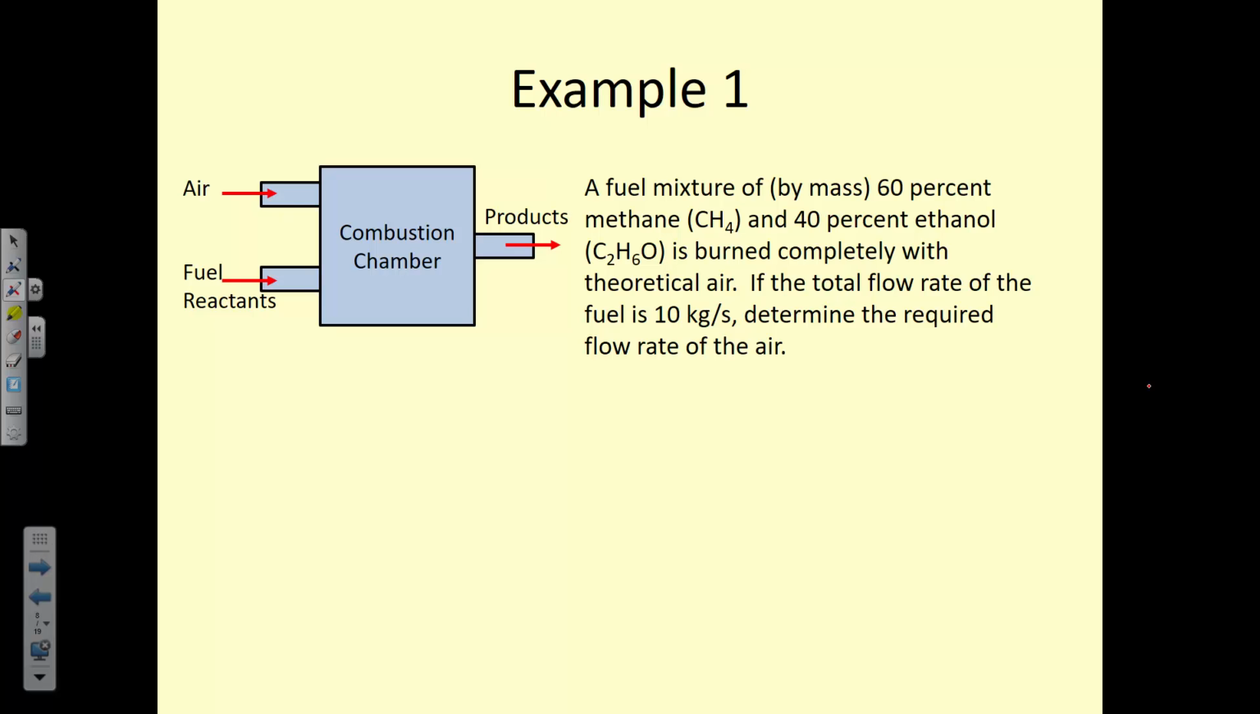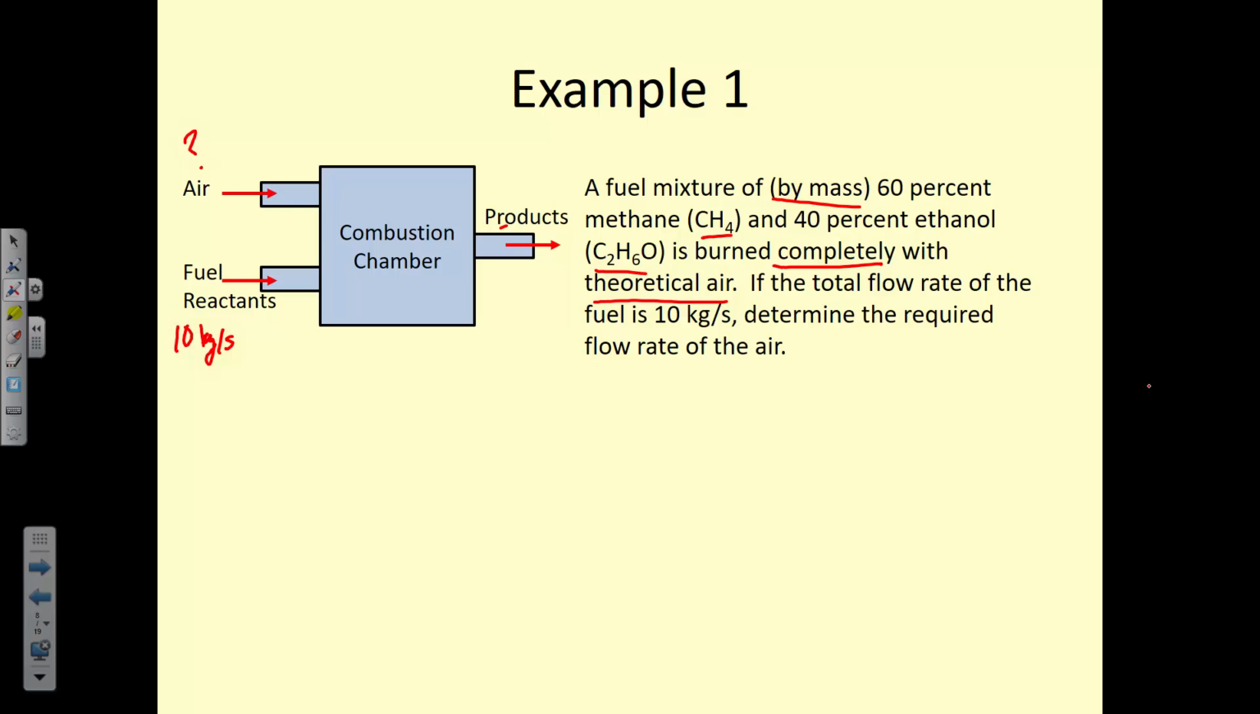Okay, so we have a fuel mixture which by mass is 60% methane and 40% ethanol. And it's burned completely, so this is a complete combustion process with theoretical air. So we have the exact right amount of air for this combustion process to be complete. If the total flow rate of the fuel is 10 kilograms per second, we need to determine the required flow rate of the air. So the fuel is coming in at 10 kilograms per second. We want to know the mass flow rate of the air.